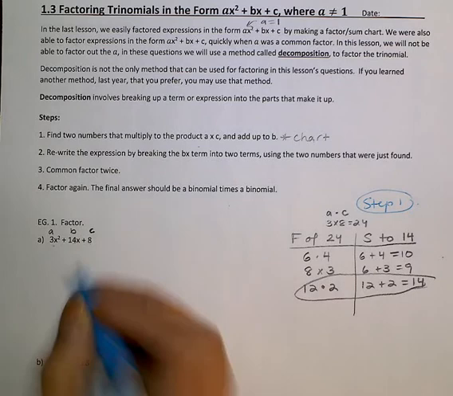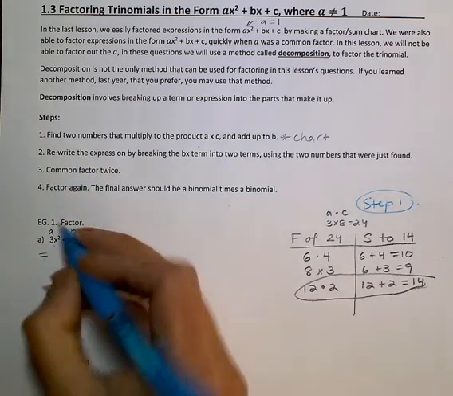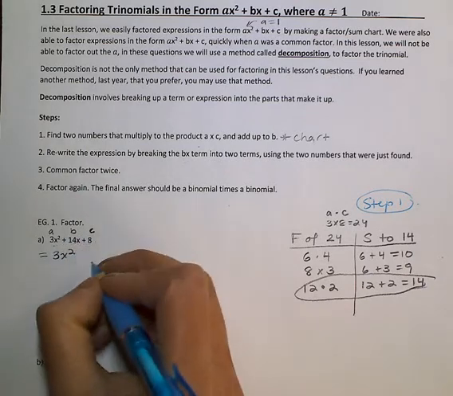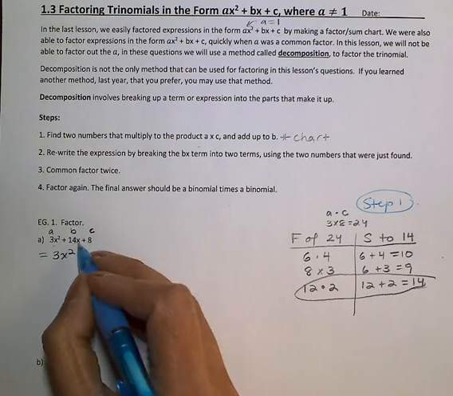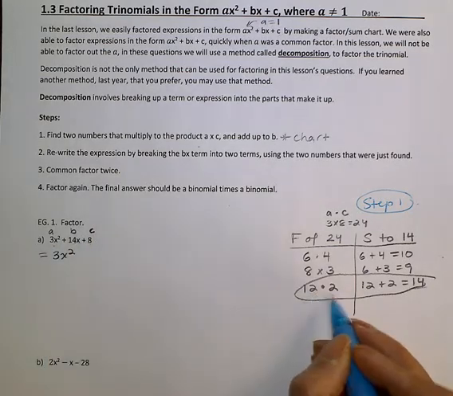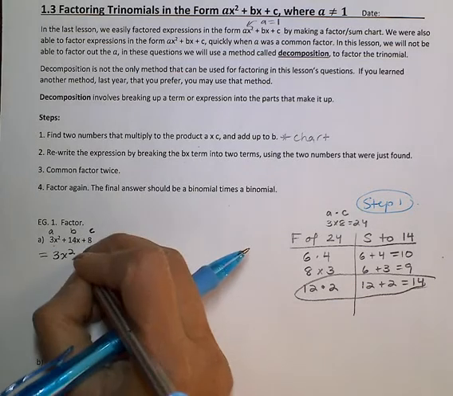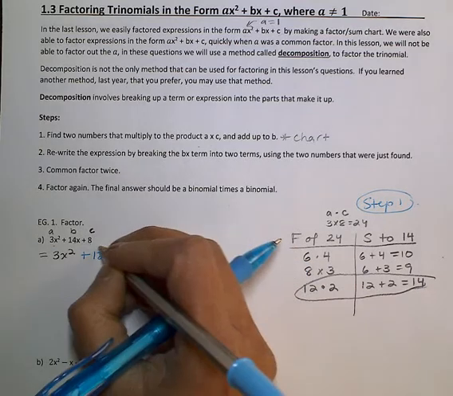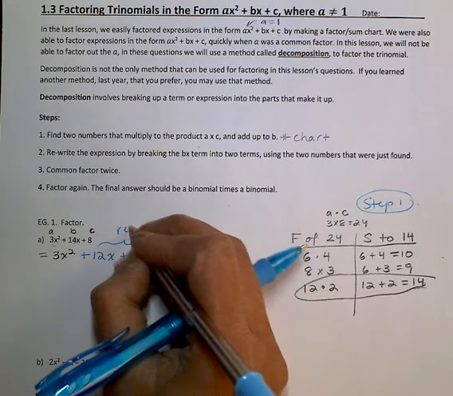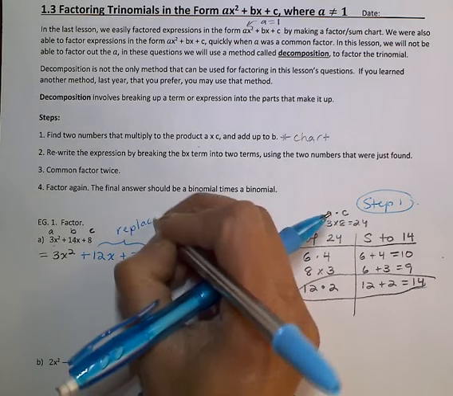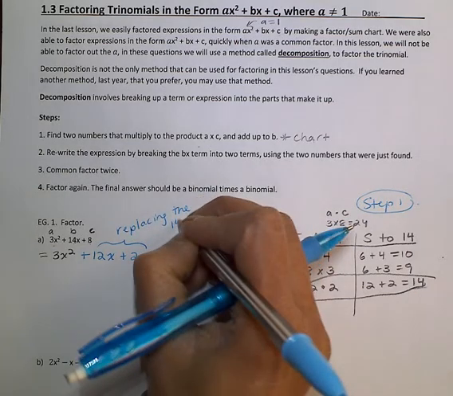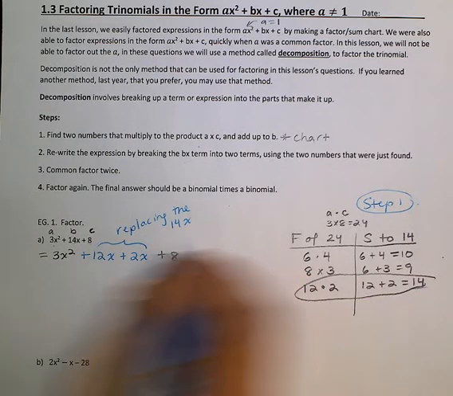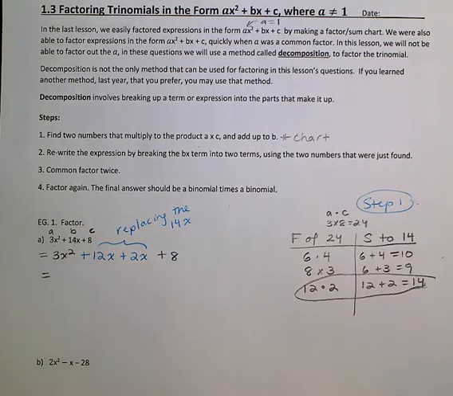Our next step, we're on step 2, is we're going to rewrite this original expression, the 3x squared plus 14x plus 8. However, we're not going to write 14x. Instead, we're going to write down the 12x plus 2x because that's the same as 14x. I'll write that down for you. So the 12x plus the 2x adds up to 14x, so it is replacing the 14x. And then my last term in this expression was plus 8. Okay, so that is step 2.